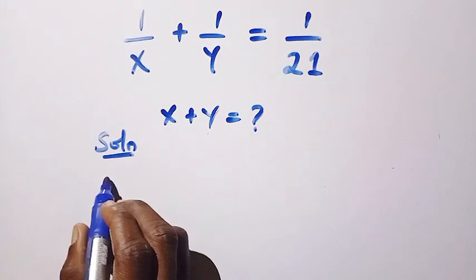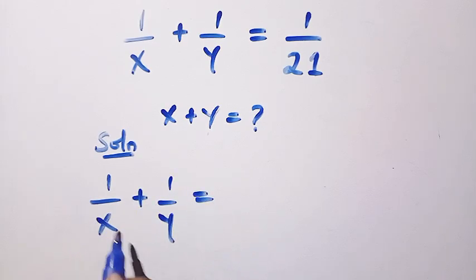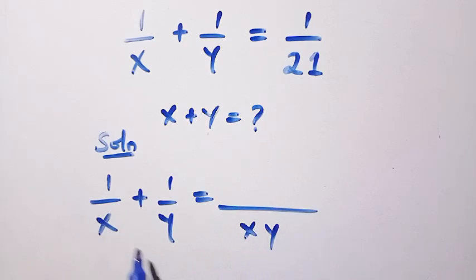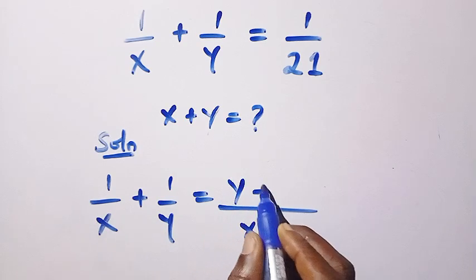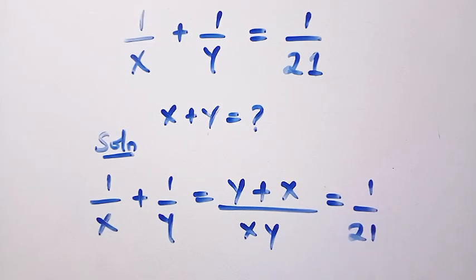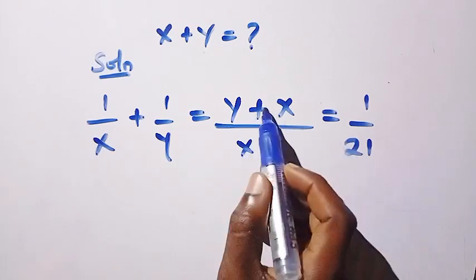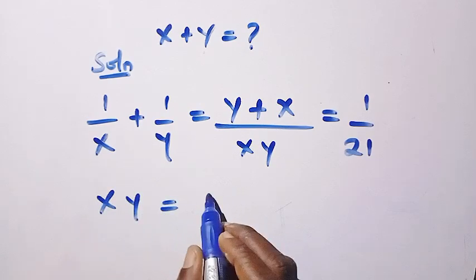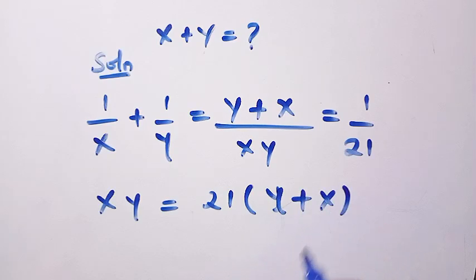Let's find the LCM, given that 1 over x plus 1 divided by y. When we find the LCM for this, we are going to have xy. Then x will multiply 1 and y will multiply 1, so we have y plus x equals 1 divided by 21. By cross multiplication, we have xy equals 21 into bracket of y plus x.